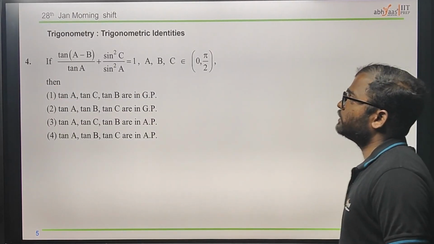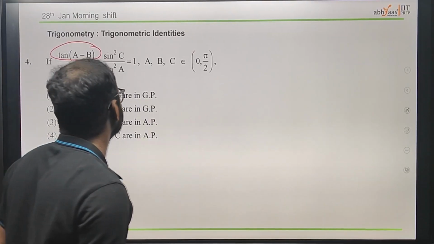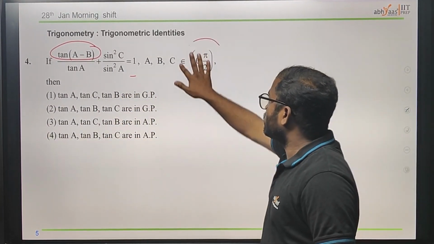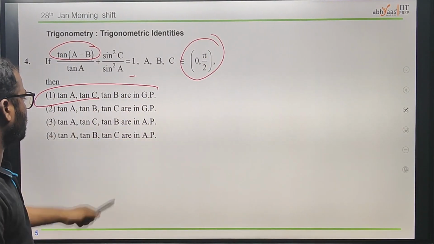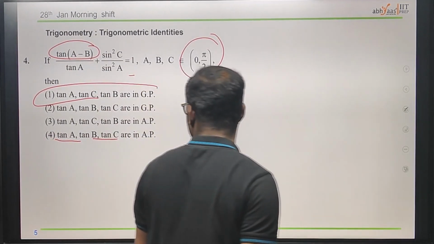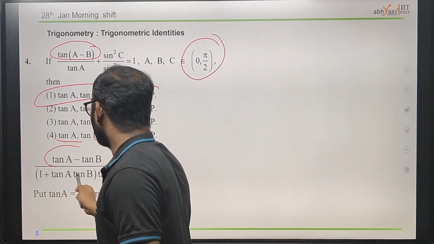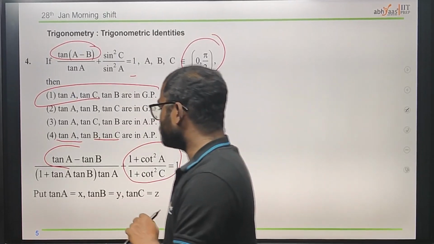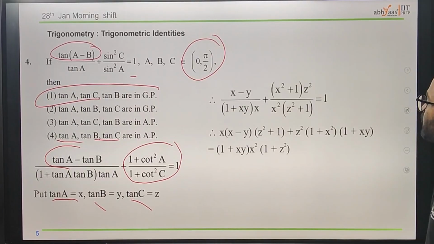Next, we have a trigonometry-based question. We use tan(a minus b) divided by tan a, plus sin square c by sin square a, equal to 1, where a, b, c belong to the interval (0, pi/2). Then what is the value of this? Are they in GP or in AP? We have to check. Here we got it using the tan(a minus b) formula. Similarly, for the sin square we use identities. Now put tan a as x, tan b as y and tan c as z.